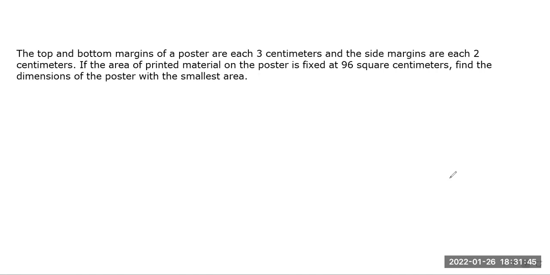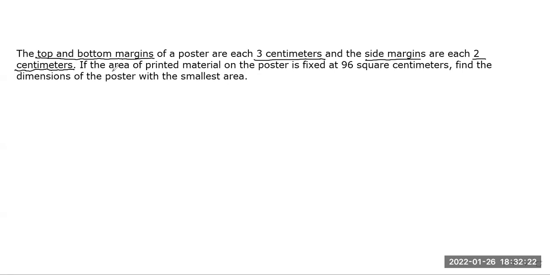Now, last but not least, something just a bit tougher. Something that isn't a basic area formula. Something that just takes a bit more intuition. It takes a bit more time to model it. So let's sort of just outline this question. The top and bottom margins of a poster are 3 centimeters. The side margins are 2 centimeters. Whoa, 2 centimeters.